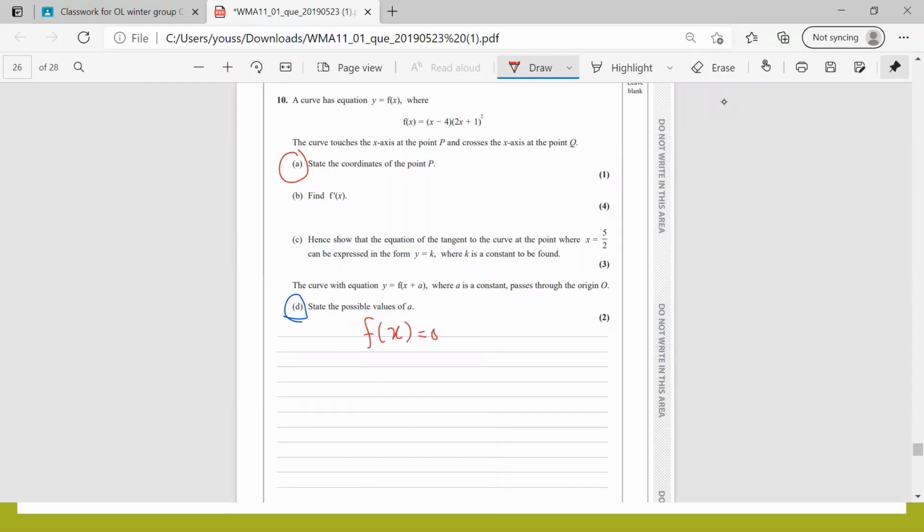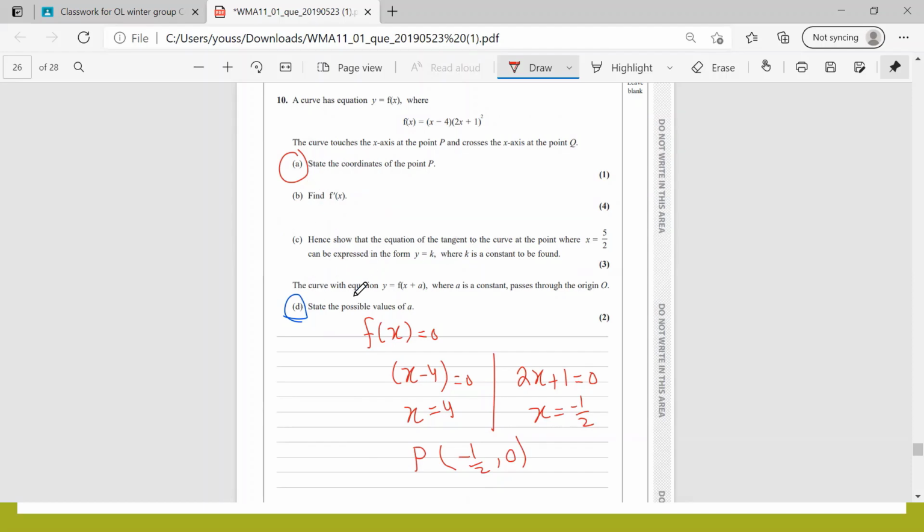So when y is 0, we have x minus 4 equal to 0, or we have 2x plus 1 equal to 0. So x equals negative half, and here x equals 4. So the point P as the first point would be negative half and 0. Disregarding point A, we're going to skip B and C because they are not included in the transformation topic. We're going to do point D.